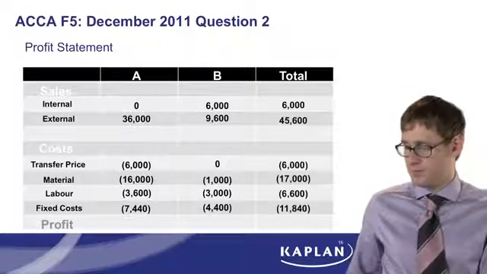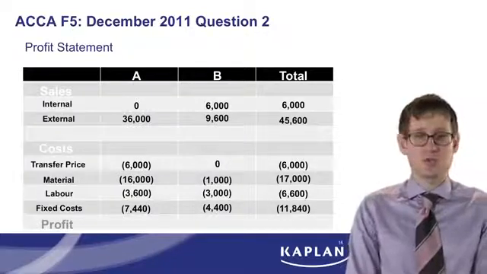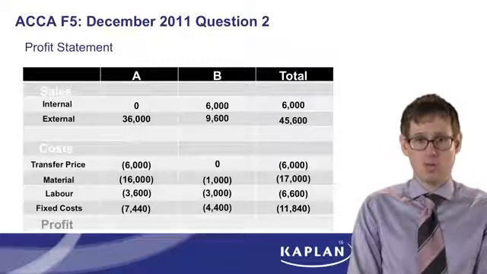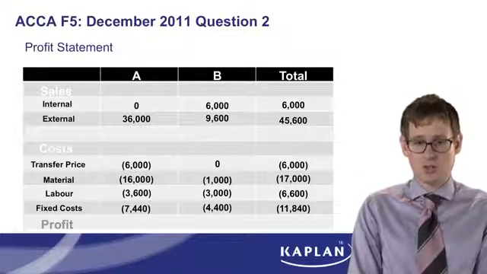Once we've done that, we can start to add up the total for the company as a whole. Simply go across each row and total the two figures up.